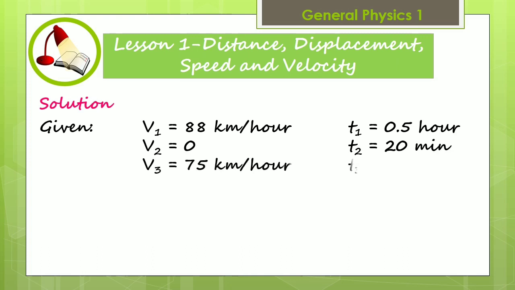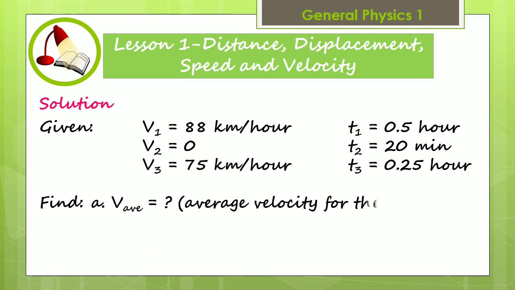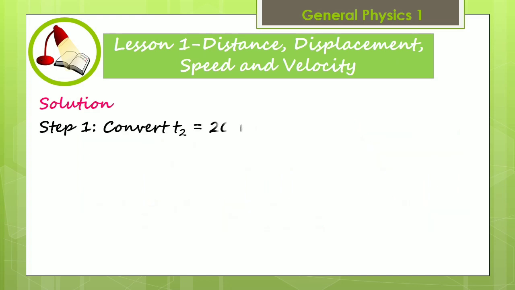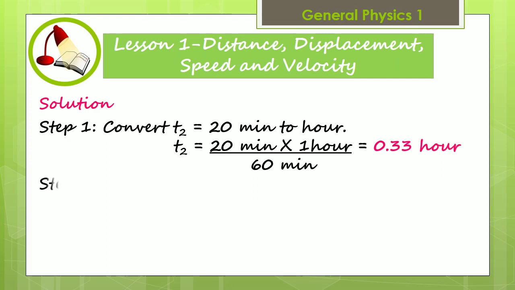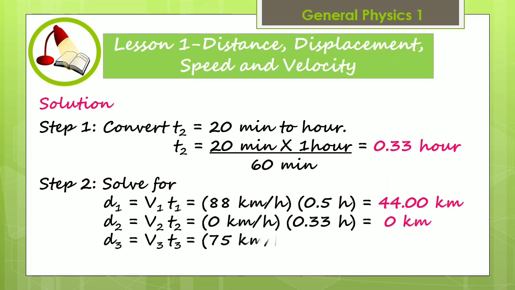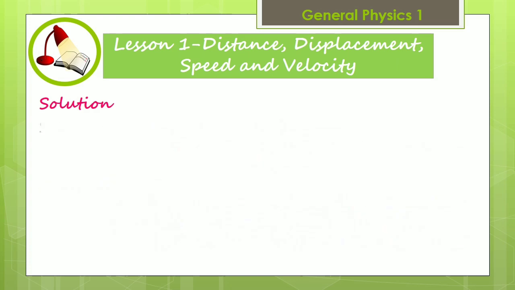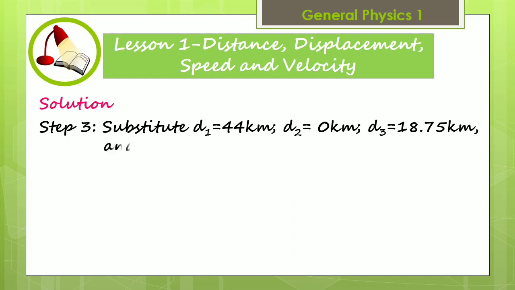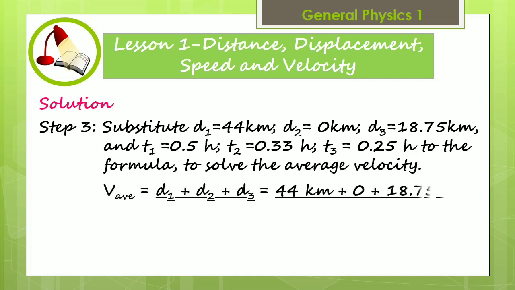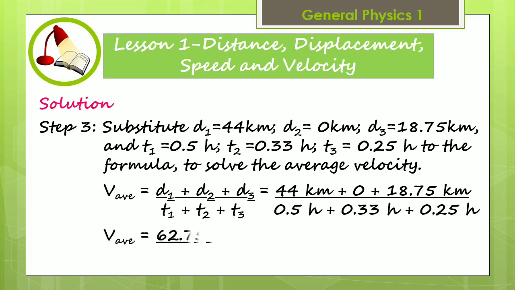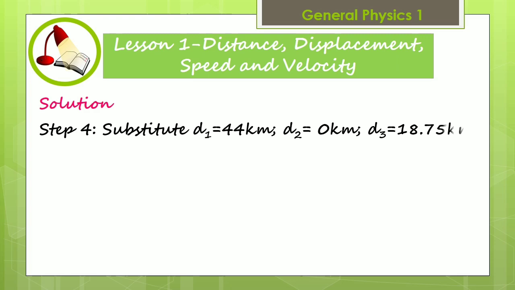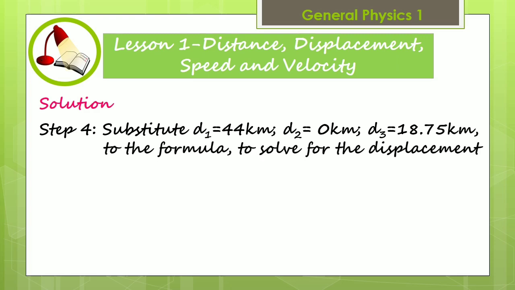Please study the following solution, with the corresponding given values, and the quantities that are required to be calculated. Step 1. Convert t sub 2 equals 20 minutes to its corresponding magnitude in hours. Step 2. Solve for d sub 1, d sub 2, and d sub 3 by multiplying the given velocity to its corresponding time. Step 3. Substitute d sub 1, d sub 2, and d sub 3, and also t sub 1, t sub 2, and t sub 3, to the formula, and solve for the average velocity. Step 4. Substitute d sub 1, d sub 2, and d sub 3, to the formula, and solve the displacement for the total trip.